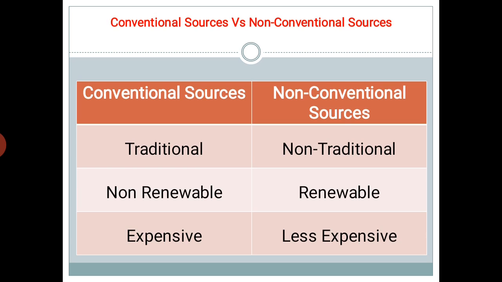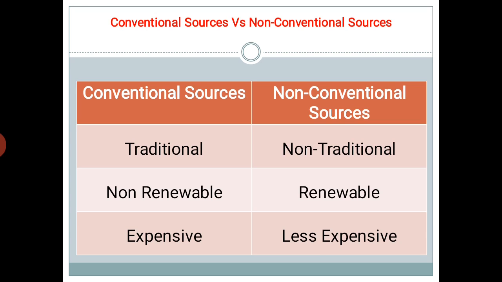Next student, listen. Now, let us compare the conventional and non-conventional sources of energy. Students, in the given chart, you are observing the difference between conventional sources and non-conventional sources. Listen, students, conventional sources are the traditional sources. For example, coal, petroleum, natural gas, and water. Non-conventional sources are still at an experimental stage. Non-conventional means these are the non-traditional sources, for example solar energy, wind energy and geothermal energy.